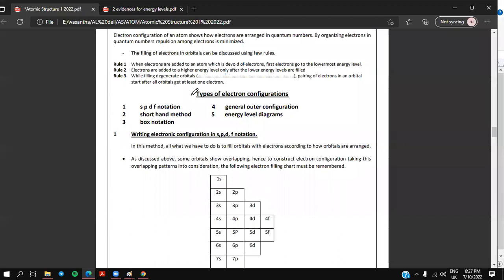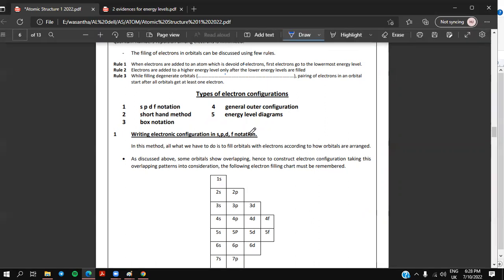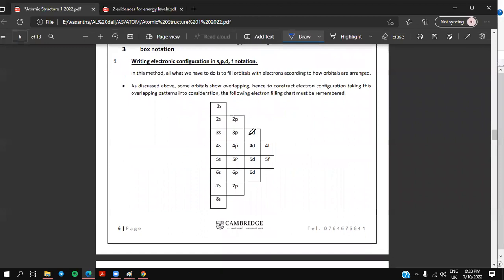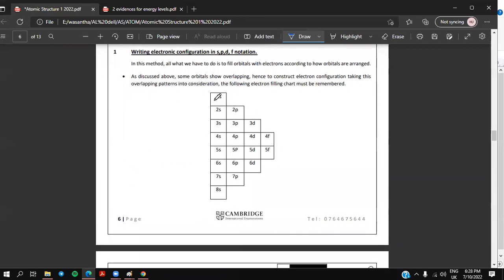You can write electronic configuration under 5 types. First one is spdf notation. Second one is shorthand method. Third one is box notation. Fourth one is general electron configuration. Fifth one, energy level diagrams. There are 5 methods of writing electronic configuration. We will write the electronic configuration for atoms in spdf notation.